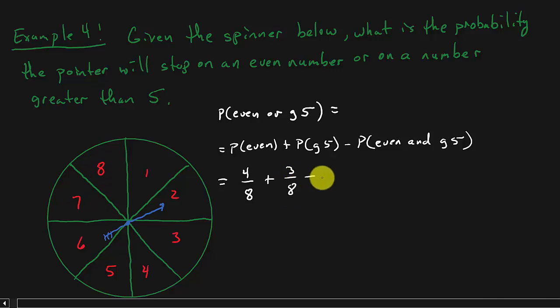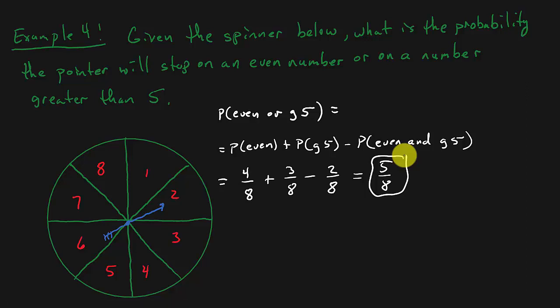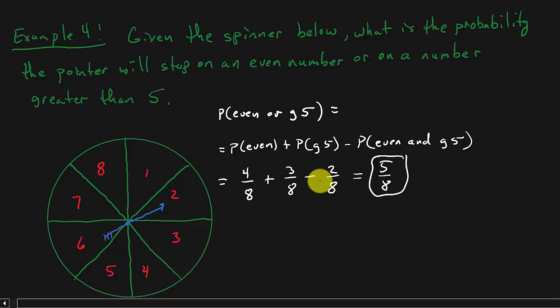Minus the probability even and greater than 5. So how many numbers are even and greater than 5? That's the 6 and the 8. So there's 2 of them, 2 over 8. And that ends up being 5/8.